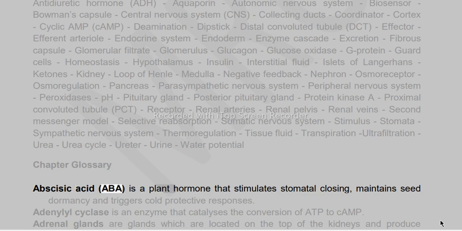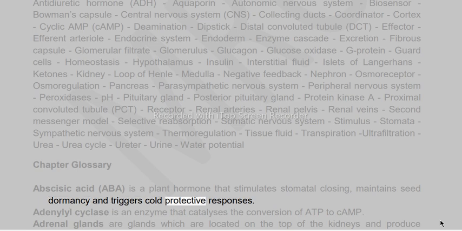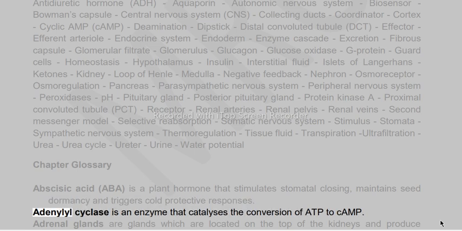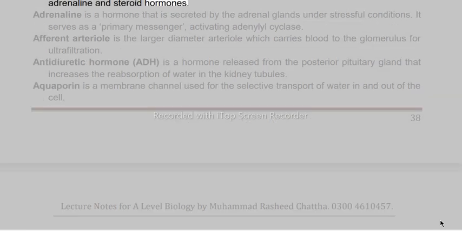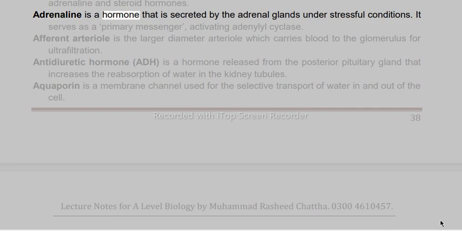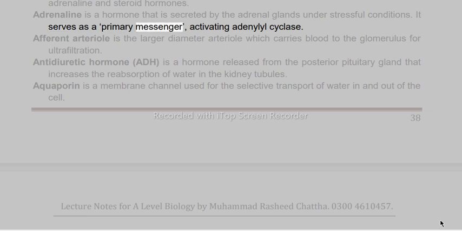Abscisic acid, ABA, is a plant hormone that stimulates stomatal closing, maintains seed dormancy and triggers cold protective responses. Adenylyl cyclase is an enzyme that catalyzes the conversion of ATP to cAMP. Adrenal glands are glands which are located on the top of the kidneys and produce adrenaline and steroid hormones. Adrenaline is a hormone that is secreted by the adrenal glands under stressful conditions. It serves as a primary messenger, activating adenylyl cyclase.